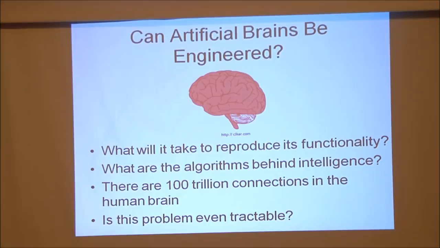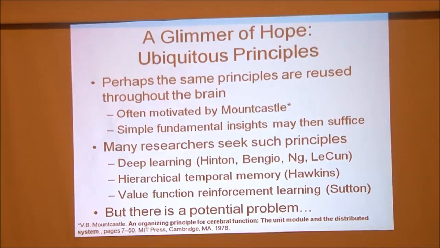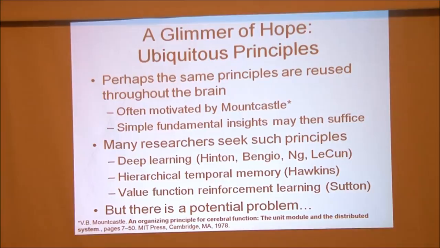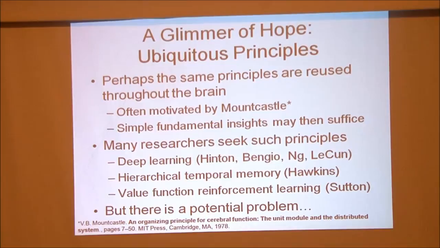There are many ways we could roughly estimate how difficult this goal might be to achieve, but just roughly looking at the number of connections in the human brain, 100 trillion, it's astronomically complex. So is this problem even tractable? Of course, there is a glimmer of hope, which is that many people believe that there are some principles that are more or less ubiquitous throughout the brain. And if there are ubiquitous principles, then perhaps the same principles could be reused. Mountcastle is often cited here because he started to propose this kind of idea.